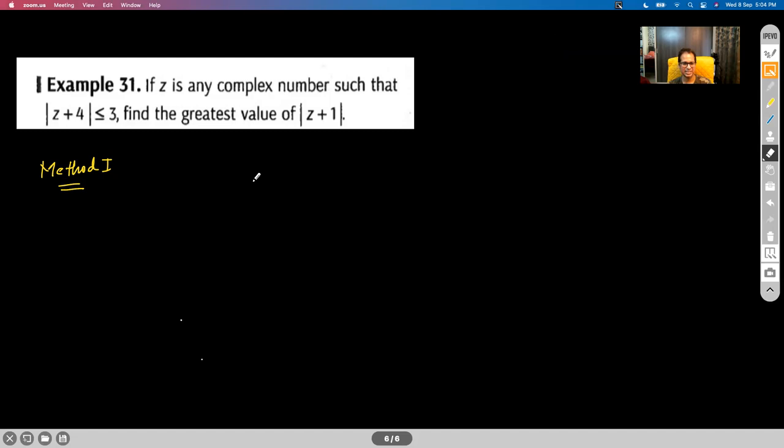Now, let us try to see. Mod Z plus 1, I want to write it less than or equal to some number. What is this number? If I am able to find out, my job is done. Yes or no? But what is given to me, I have to use that only to achieve it. What is given to you is a complex number Z plus 4, and they have given that the modulus of that number is less than or equal to 3.